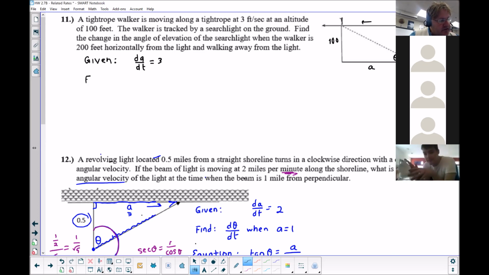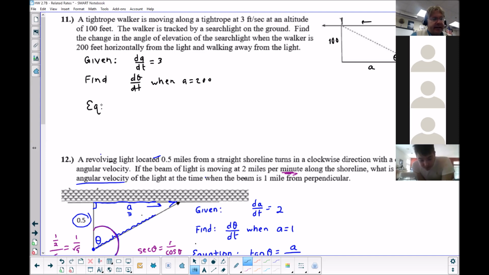So what are we trying to find? We are going to find d theta dt, and specifically when A is 200, which means it looks like we've got pretty much all of the information that we need, except, of course, for an equation.